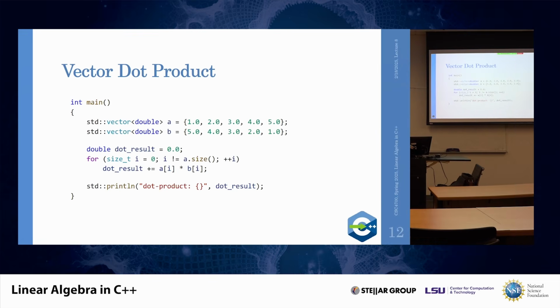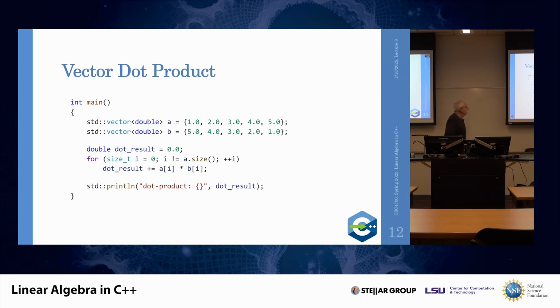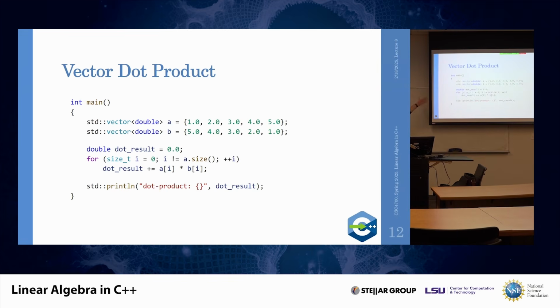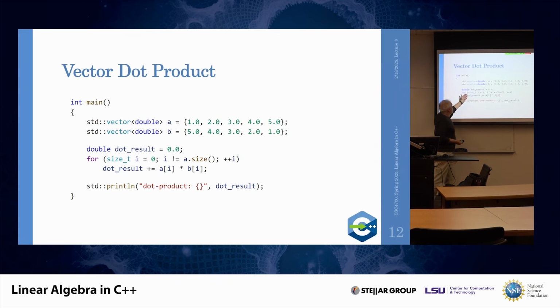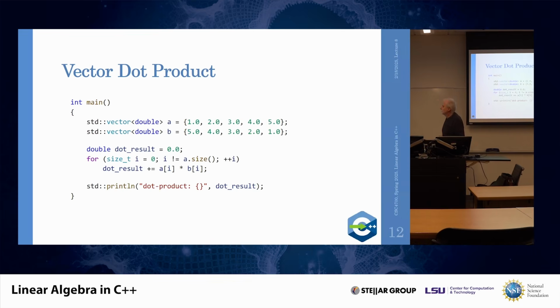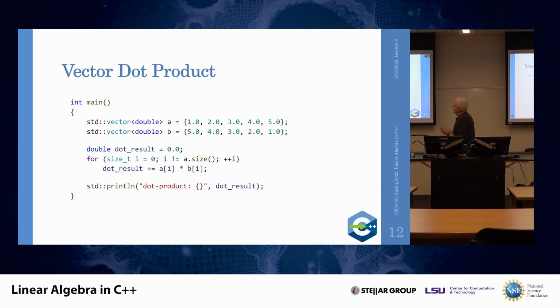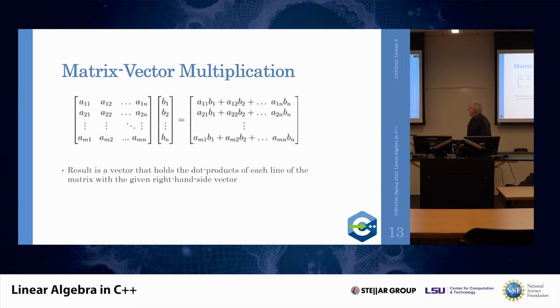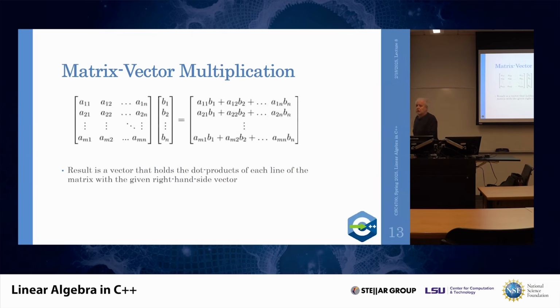The code is trivial. Let's say we represent it with a standard vector in this case. All we do is have a simple loop that multiplies the corresponding elements of the two input vectors and sums up the result in an additional variable, which gives us the vector dot product. Easy. What about a matrix vector multiplication?